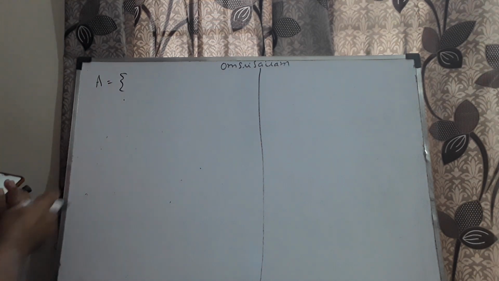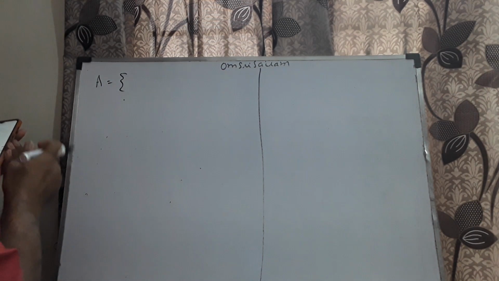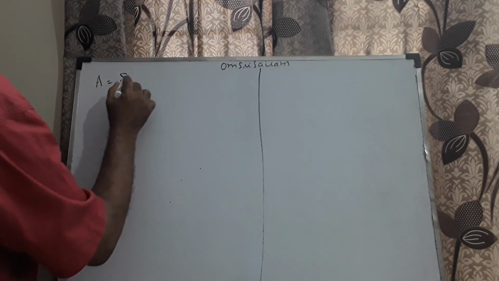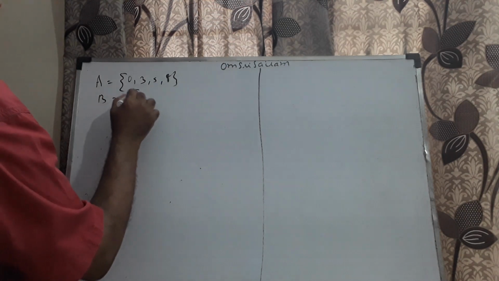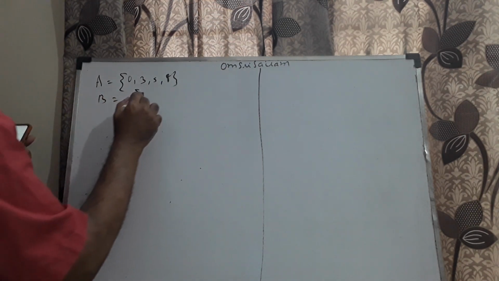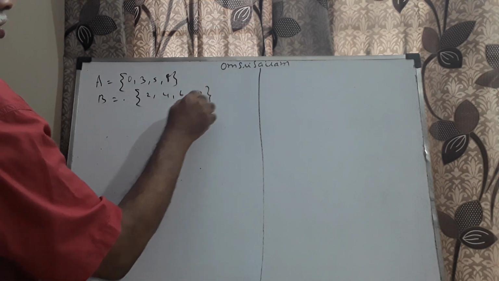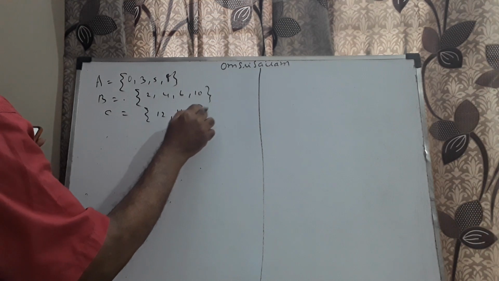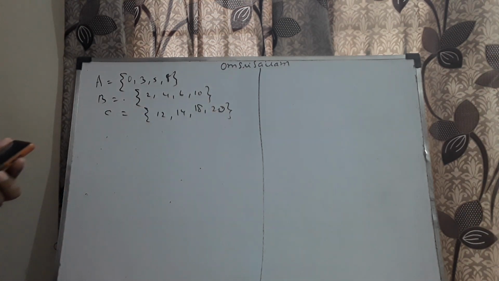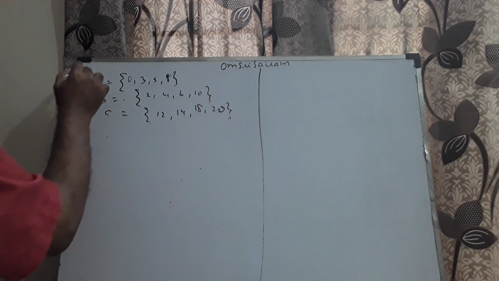A has elements 0, 3, 5, 8. Then B has elements 2, 4, 6, 10. And C has elements 12, 14, 18, 20. Let me check once again. A has elements 0, 3, 5, 8, and B has elements 2, 4, 6, 10. C has 12, 14, 18, 20. State whether the following are true or false. That is the first submission.